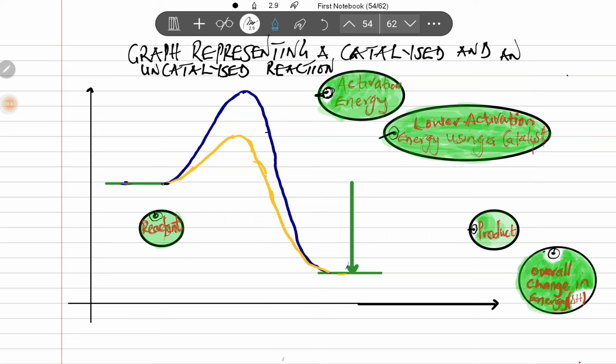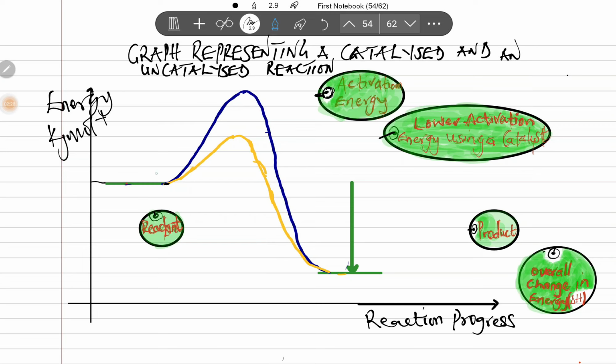The vertical line represents the energy of the reaction, and is in kilojoule per mole. The horizontal line represents the reaction progress, that is, how the reaction progresses.